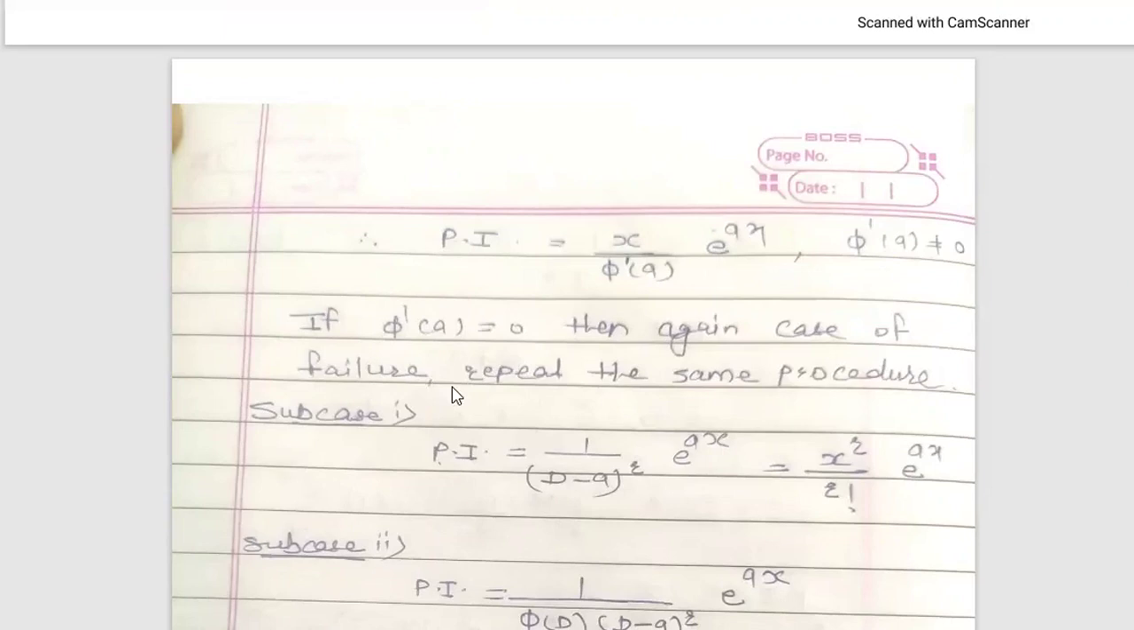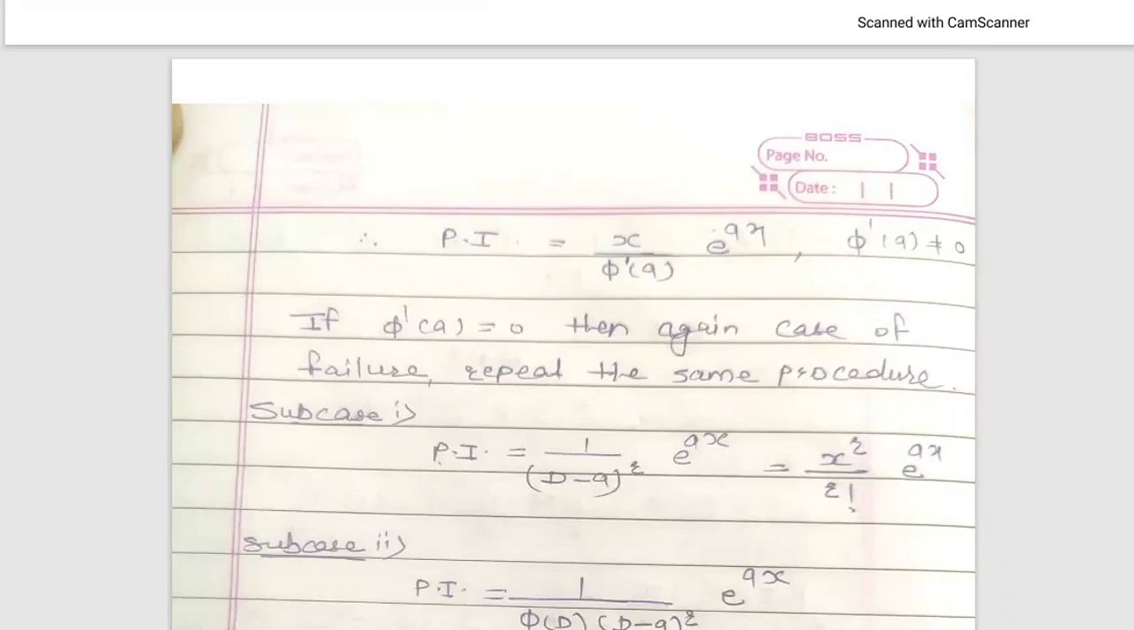Then again you repeat the same procedure, means multiply in numerator by x, take the derivative of denominator. After finding the derivative, you replace that D by a. And again the same condition will be there, the denominator must be non-zero. So you repeat the same procedure.